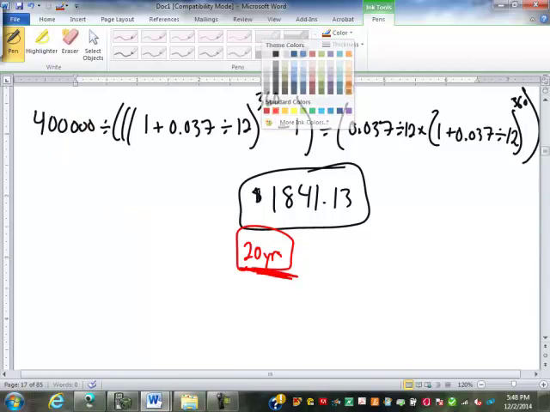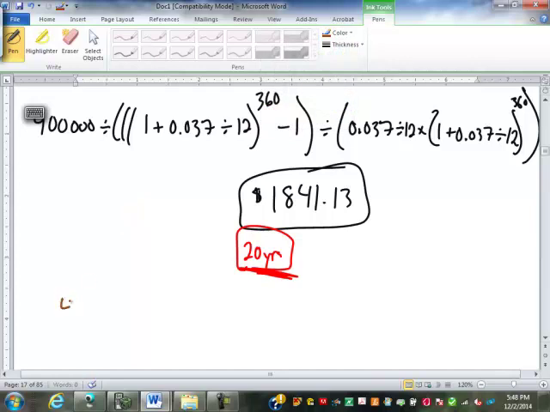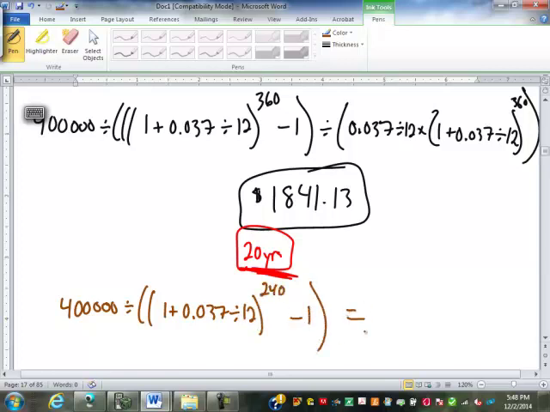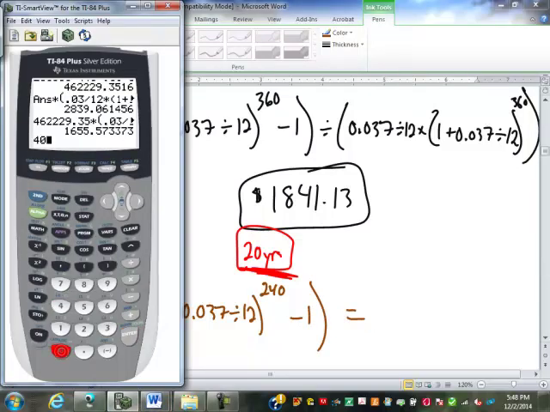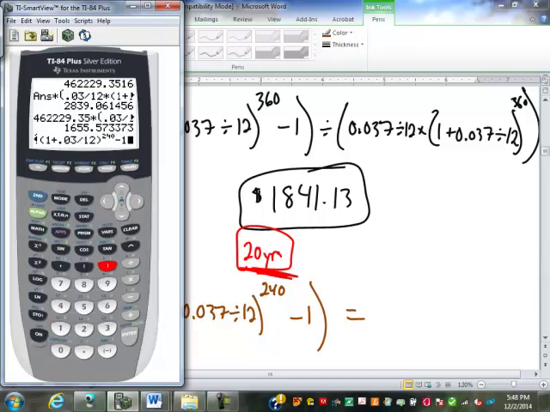I'll actually do this one out the way I would do it on the other calculator. So it'll be 400,000 divided by only 2 parentheses for the other calculator. 1 plus 0.037 divided by 12. The power of 240 would be 20 years, minus 1. Close and equals. So we got that number.